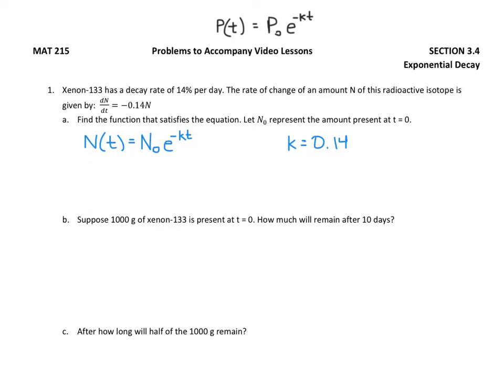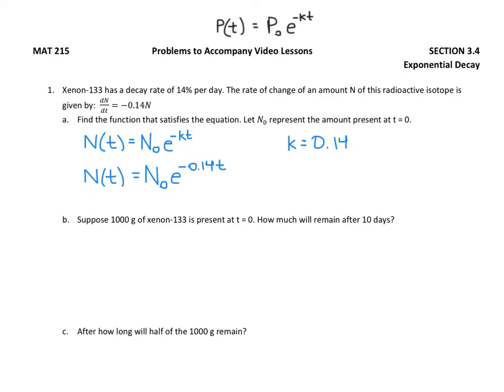So our function then is going to look like N sub t equal to N sub 0 e to the negative 0.14 t. For part B, we're going to suppose that 1,000 grams of xenon 133 is present at time t equals 0. How much will remain after 10 days?